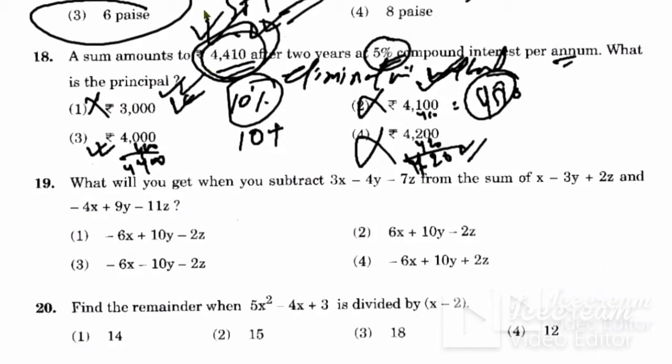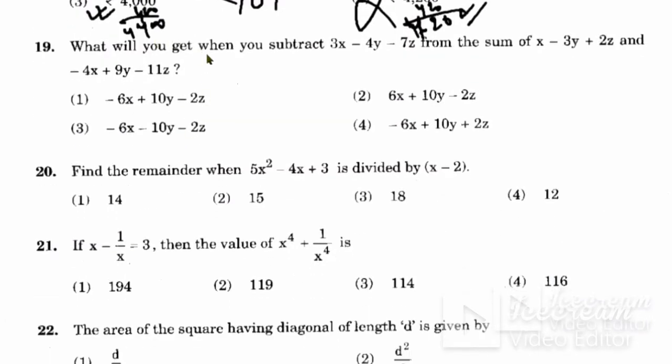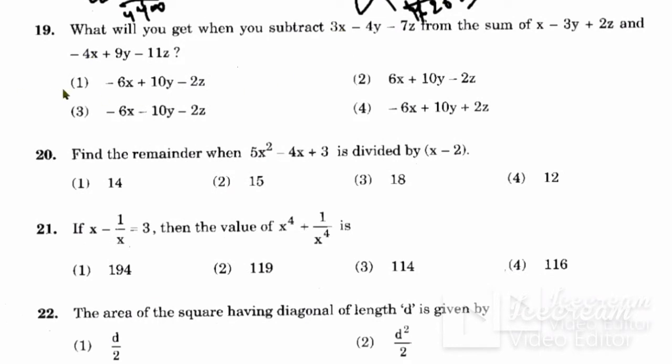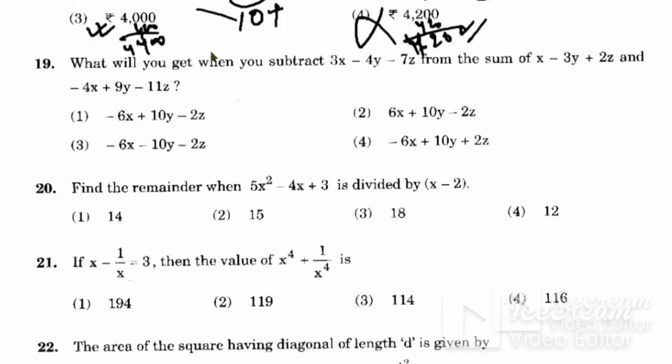Okay, let's see the next. What is our next question? Question number 19. What will you get when you subtract 3x minus 4y minus 7z from the sum of x minus 3y plus 2z and minus 4x plus 9y? That means what is the question here? What will you get when you subtract? In algebra, you only have to pay attention to the question: what has to be subtracted from what. From the sum, that is, after adding these two, what you get, from that this has to be subtracted.